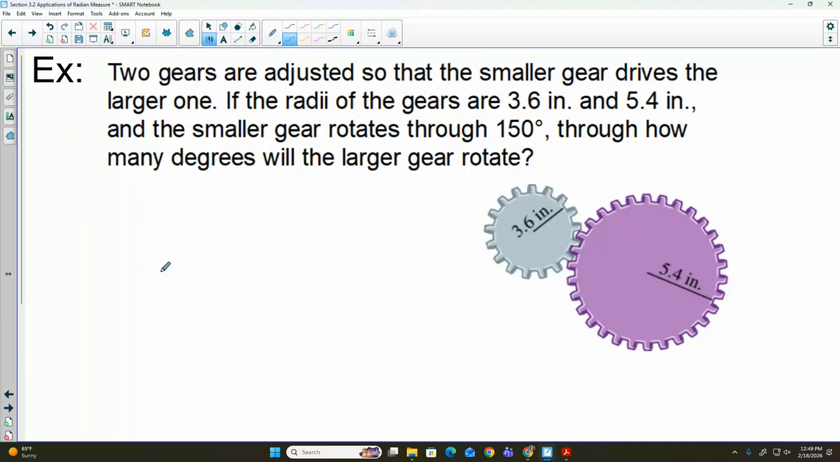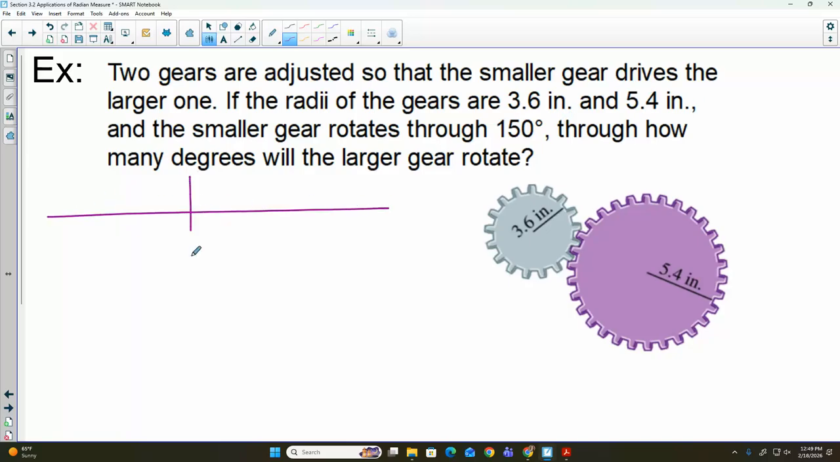All right, let's look at this one. Two gears are adjusted so that the smaller gear drives the larger one. What does that mean? The small gears. Yeah, we're spinning the small one, but they touch each other, so spinning that causes the bigger one to spin. The radii of the gears are 3.6 inches and 5.4 inches.